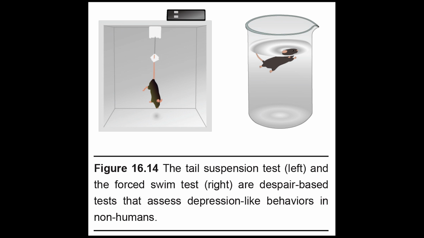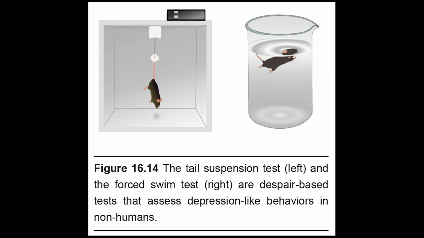One such example is the tail suspension test. The mouse is held upside down by the tail. While it does not cause any injury to the animal, they do experience discomfort and will generally struggle to either free themselves or to get upright again. The sooner they stop struggling, more time spent immobile, the more despair they experience, or the more depressive they are. Giving a mouse an antidepressant, like fluoxetine, causes them to fight for a longer duration.